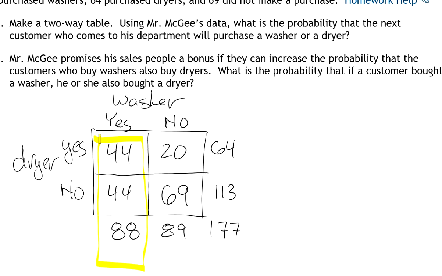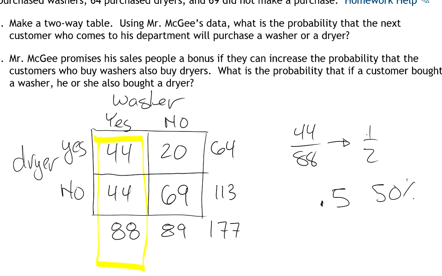44 bought a dryer. So I think it's going to be 44 bought the dryer out of the 88 who bought washers. So again, of all the people who came in and bought a washer, 44 of them bought a dryer, 44 did not. It says what is the probability that if a customer bought a washer, he or she also bought a dryer? That's a half. That's 50%. I can write it as 0.5. I could write it as 50%, or I could write it as a half.